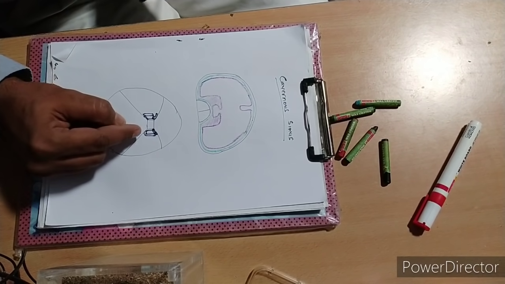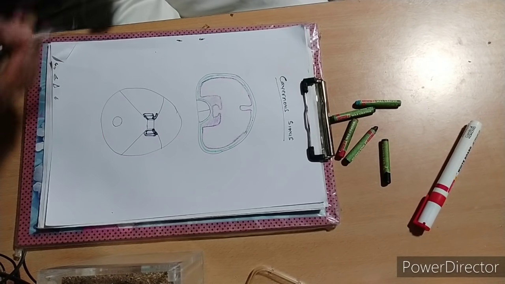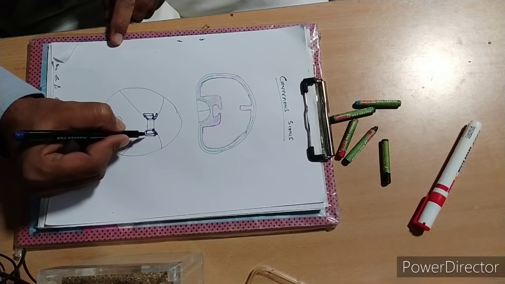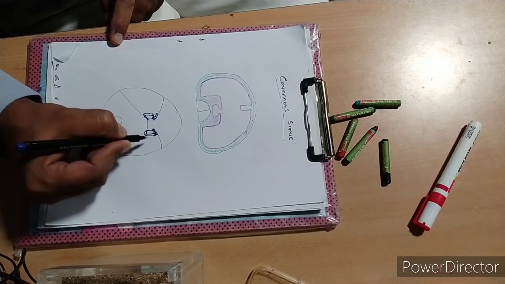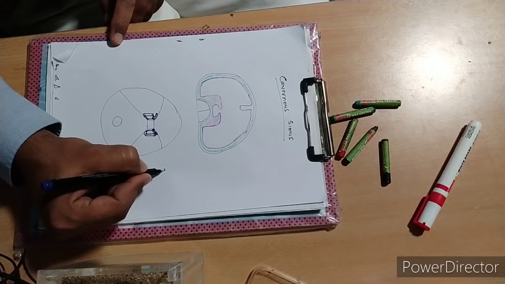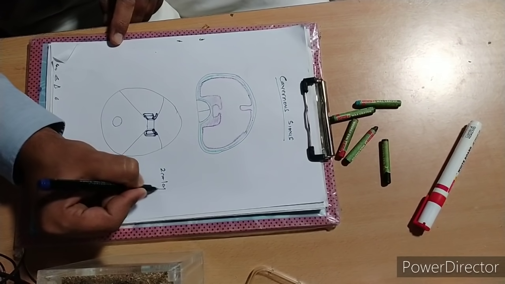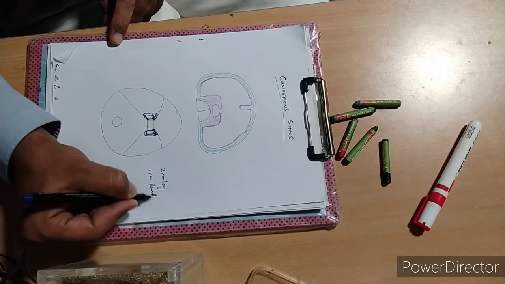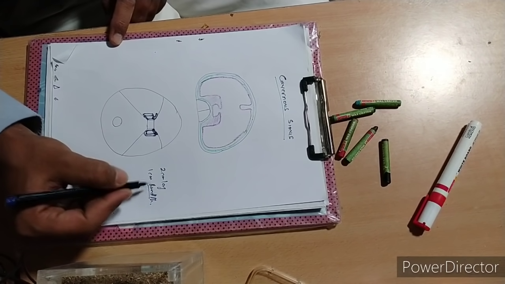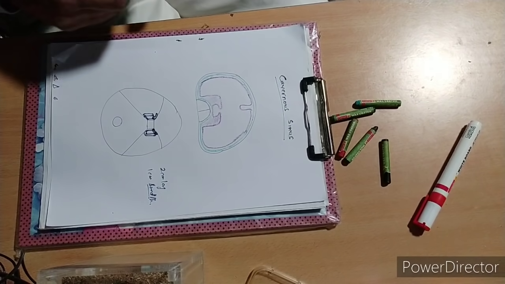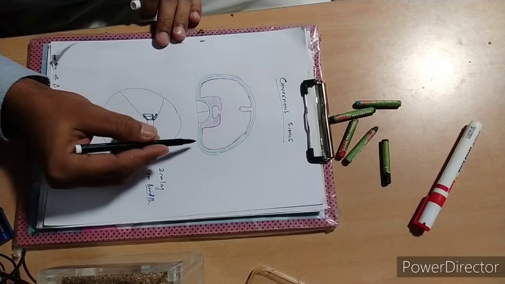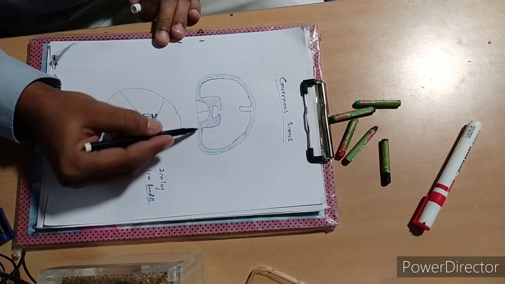Clear? If you see the dimensions of the sinus, anteroposteriorly it is about 2 centimeters and the breadth, side to side, is about 1 centimeter. So it is 2 centimeters long and 1 centimeter broad. This is the dimension of the sinus. Now, how is this sinus formed? This sinus is formed by the separation of the two layers of the dura mater.